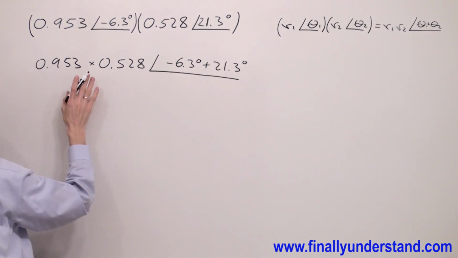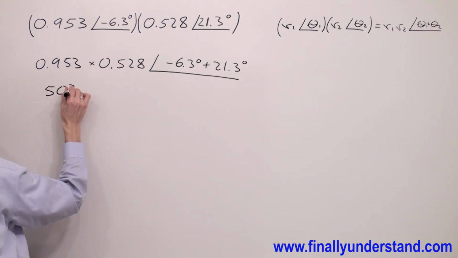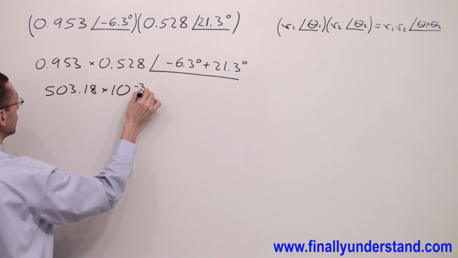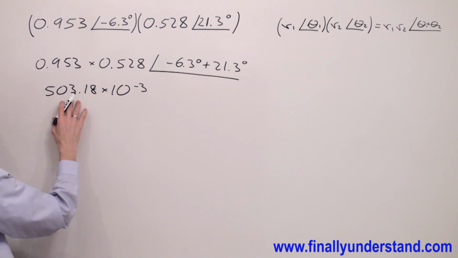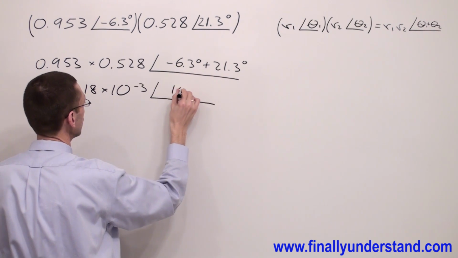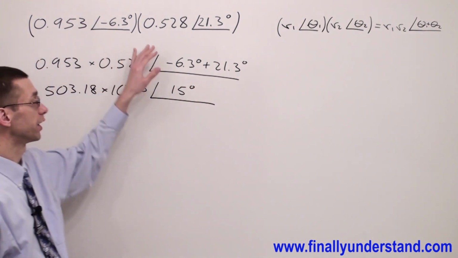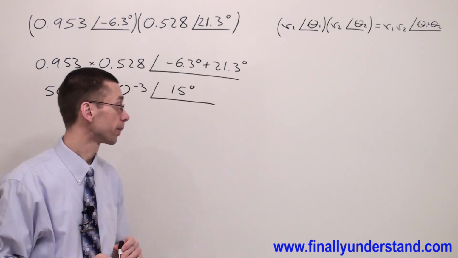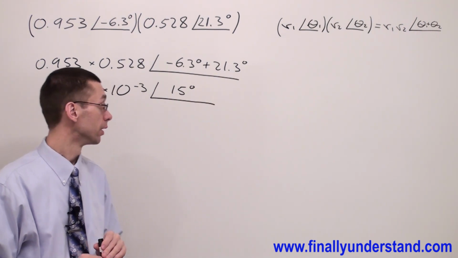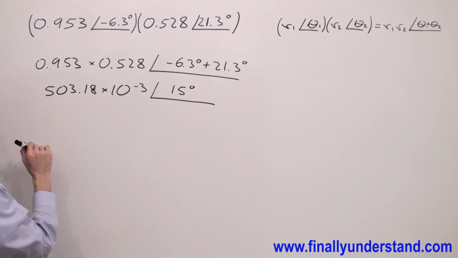0.953 times 0.528 is equal to 503.18 times 10 to negative 3. I express my answer in engineering notation, and the angle is equal to 15 degrees. So this is the product of these two phasors expressed in polar form. But we have to convert this answer into rectangular form.